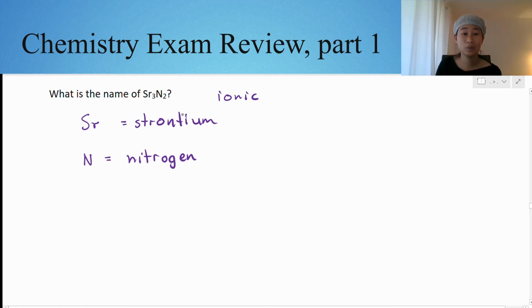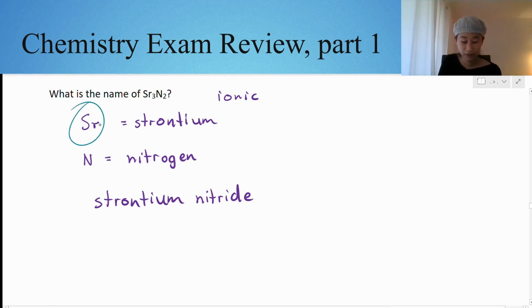Because it is ionic, we do not have to worry about Greek prefixes. And so we have the full name of the first element, strontium. Then we have the name of the second element with the ending IDE, so strontium nitride. Again, when you are naming an ionic compound with a main group metal, such as strontium, the name is going to be the full name of the first element plus the name of the second element, but with the ending of IDE.